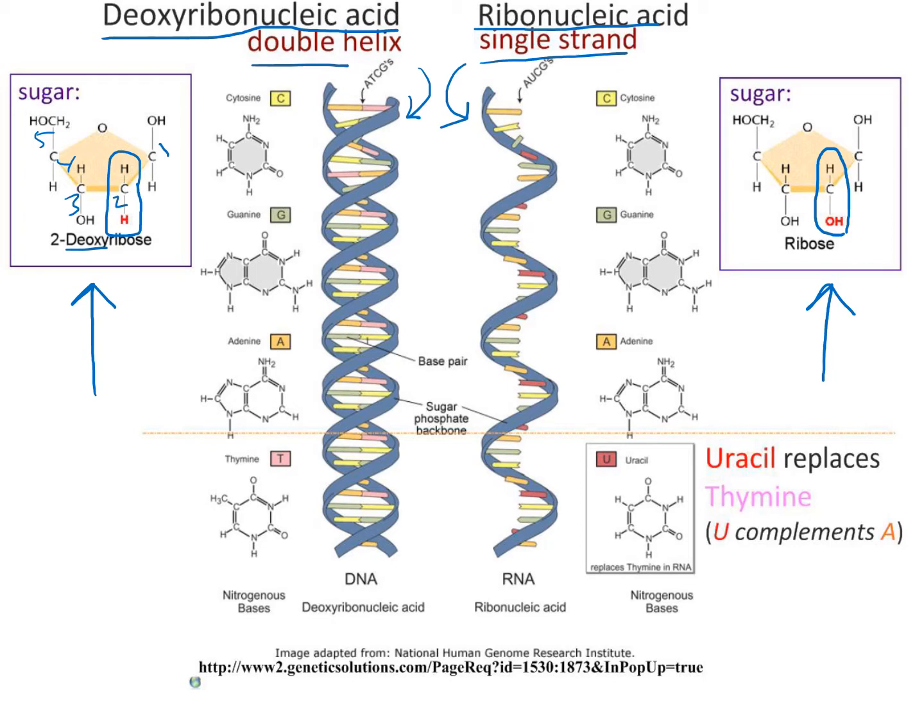RNA is super similar in terms of the type of information it carries. So DNA has C's, G's, A's, and T's. Oops, I kind of cover the T there. And RNA has almost the same bases. It has C's, G's, A's, and a U instead of a T.